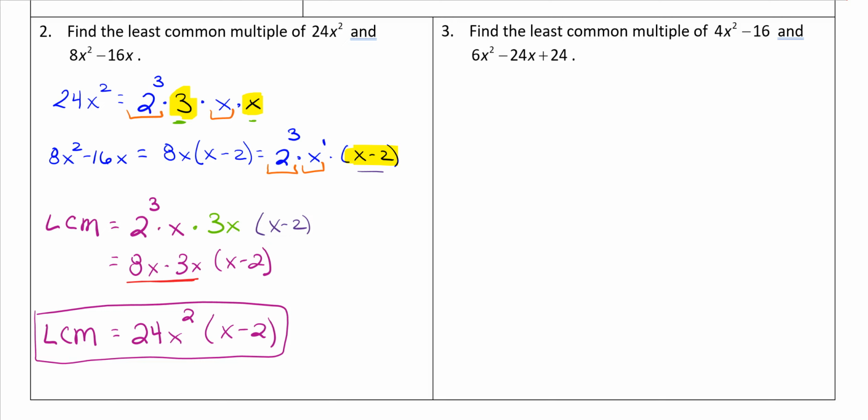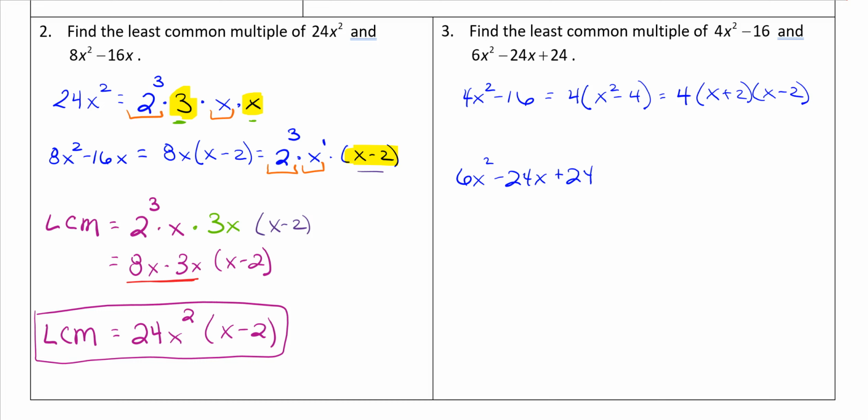All right, last one, number 3. Find the least common multiple between 4x squared minus 16 and 6x squared minus 24x plus 24. All right, so let's start with 4x squared minus 16. So that has a greatest common factor of 4, leaving us with x squared minus 4. That's a difference of squares, which would factor down into 2 times 2 times x plus 2 times x minus 2. So those are the prime factors.